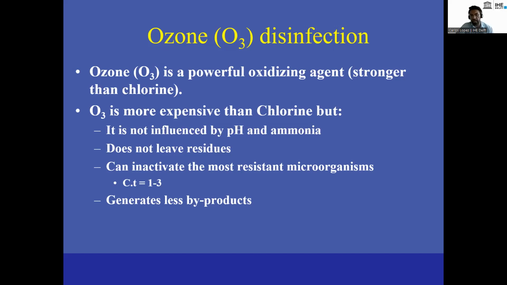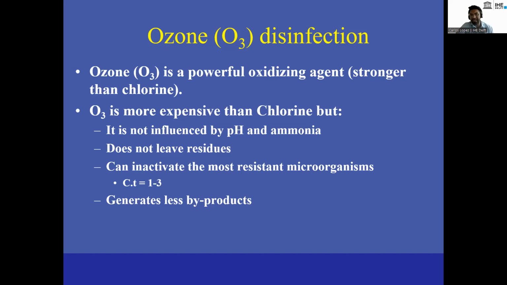not affected by the pH or by the presence of ammonia. So the optimal values for disinfection with ozone are not influenced by the pH. So regardless of the pH that we apply, it can be quite effective. And because ammonia is not present in very high quantities, therefore, the disinfection can be quite high.